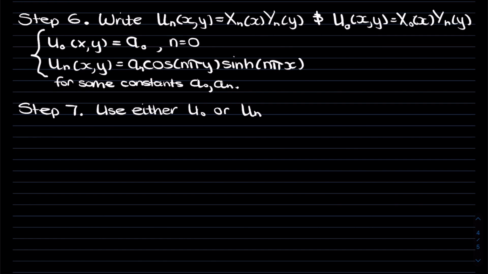So what we're doing is use either U0 or U_n to solve for the inhomogeneous condition.